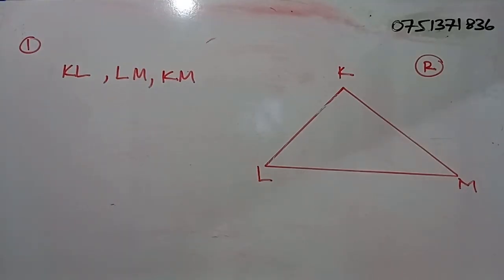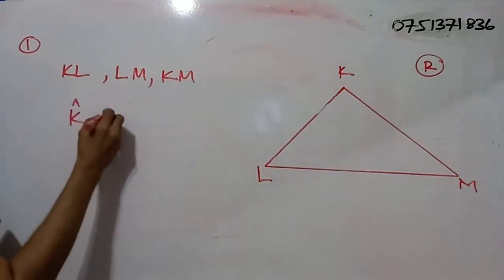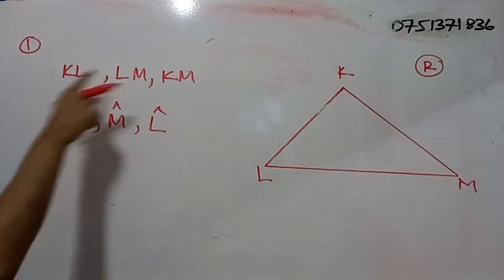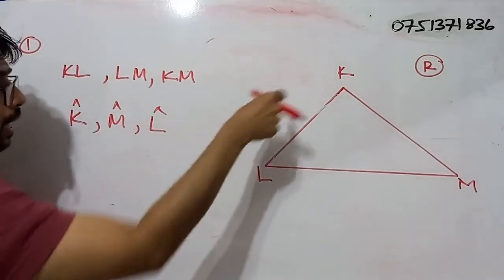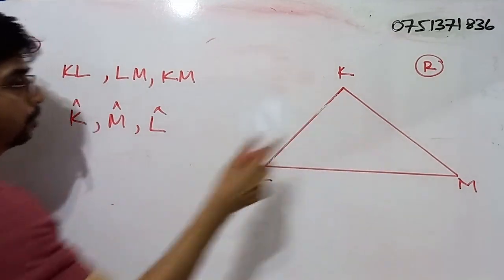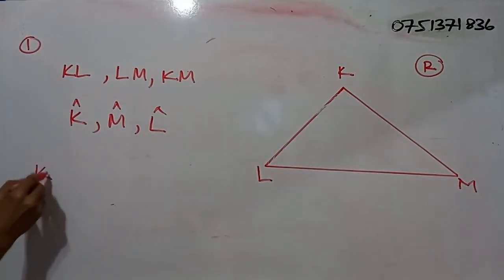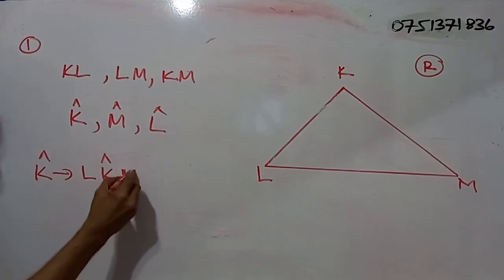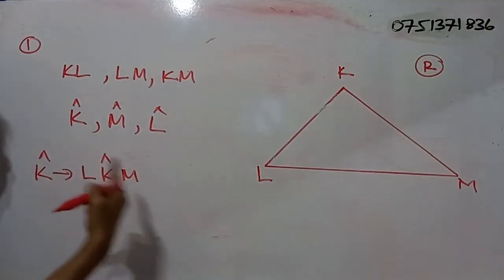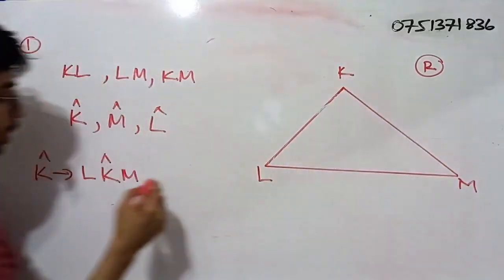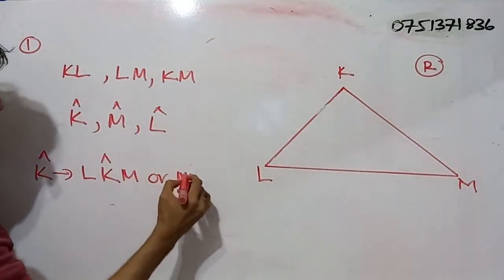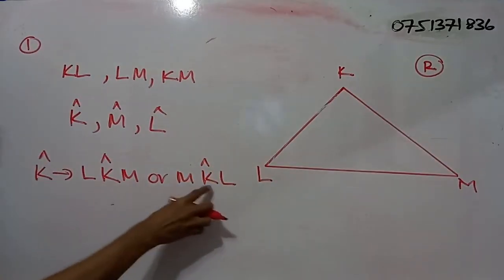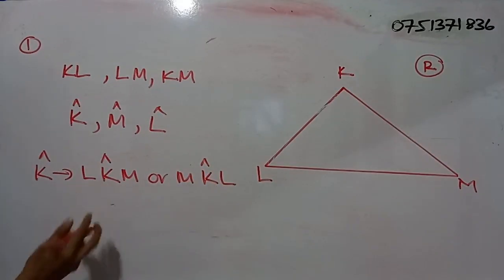What are the three angles? We have angle K, angle M, angle L. Right. Also, we can name it as what? Angle K can be what? LKM, or the other way around, MKL. So you can see here we are talking about the angle K.